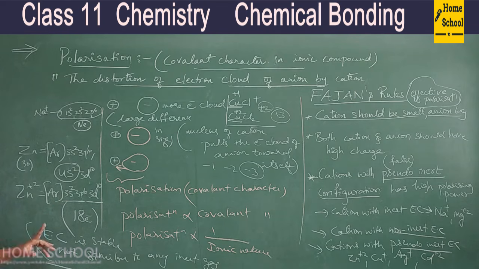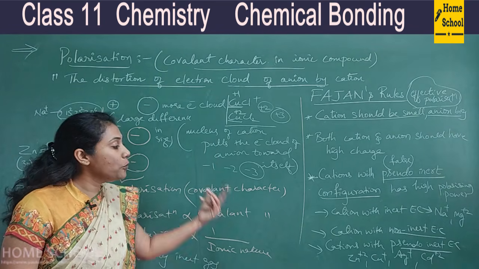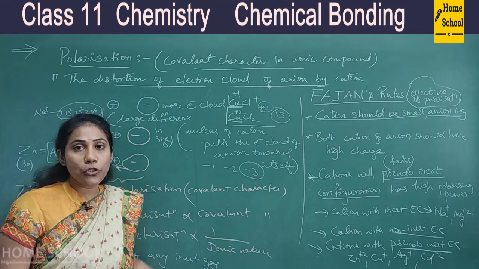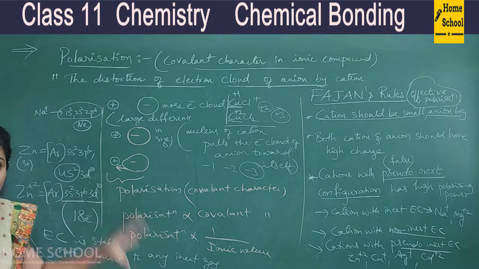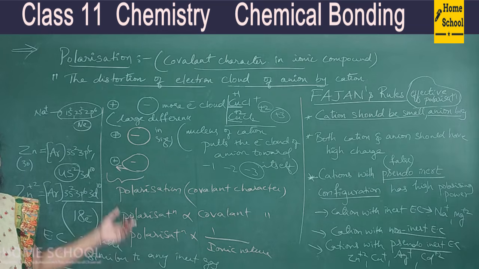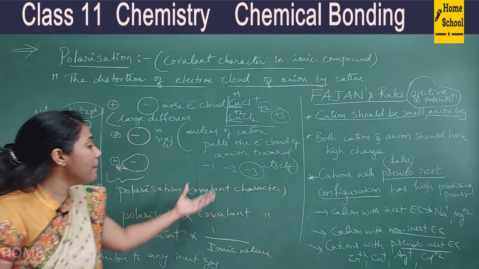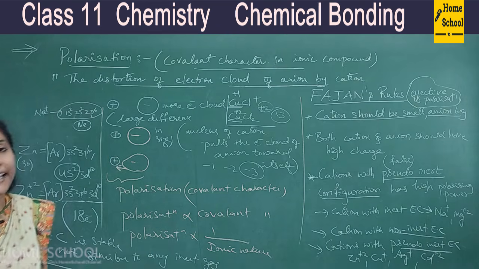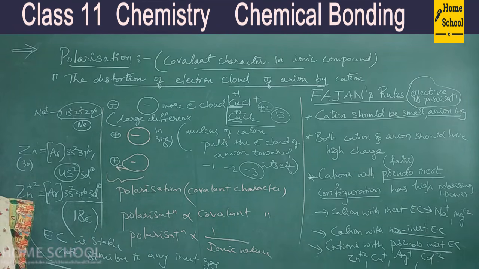Okay, so usually try to remember Zn+2, Cu+, Ag+, Cd+2. All these cations, if they are there in a compound, will show more polarization. Okay, they will have more polarizing power. So that's why those compounds will have more covalent character. Okay, so these 3 points are very, very important to understand.